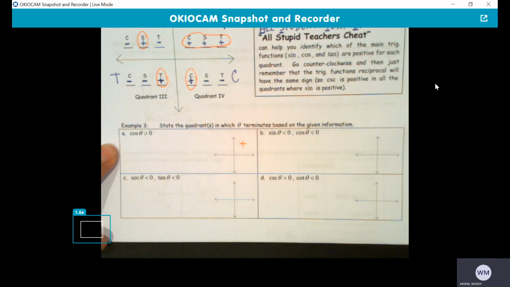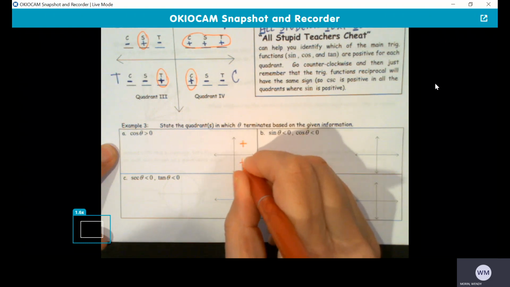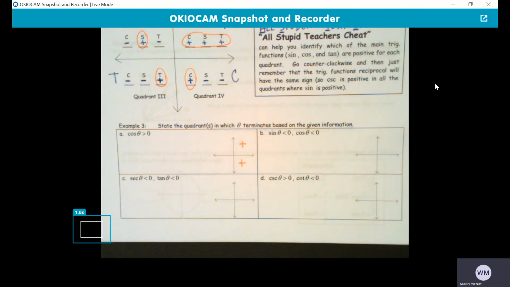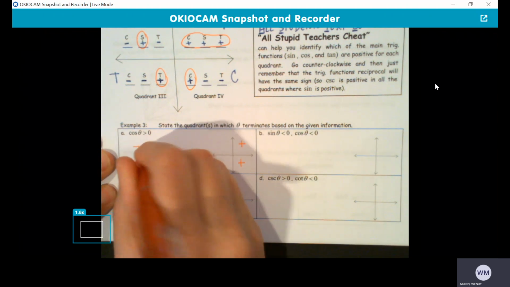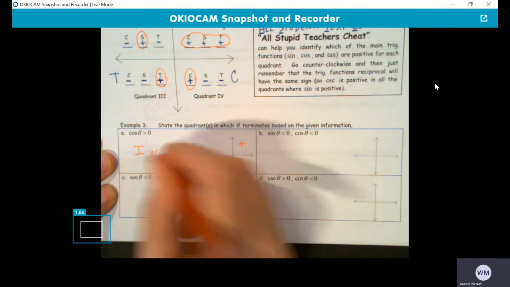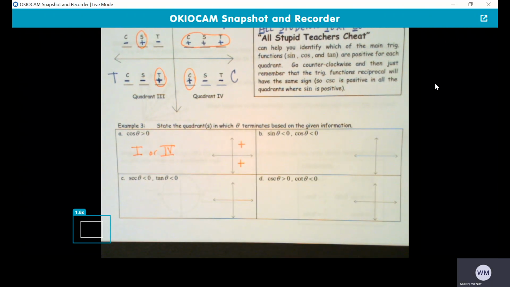All students are positive in the first. All students text constantly. Cosine is also positive in the fourth. So state the quadrant or quadrants in which theta will terminate. Well, that means the terminal side is in one of these quadrants. So it's quadrant 1, or it's quadrant 4. That's where the terminal side of theta will end.